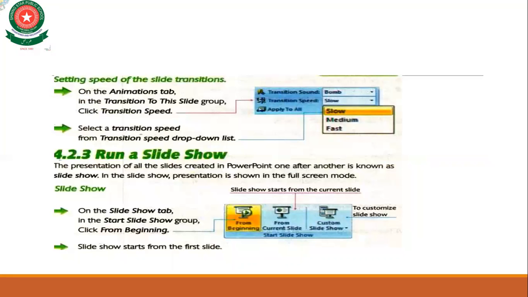So that is the way you can add sound in the animation. Now, setting the speed of the slide transition. On the Animation tab, in the Transition to This Slide group, click Transition Speed: slow, medium or fast. Select your transition speed from the drop-down list. So that is the way you can add sound and also speed to your slide transitions.